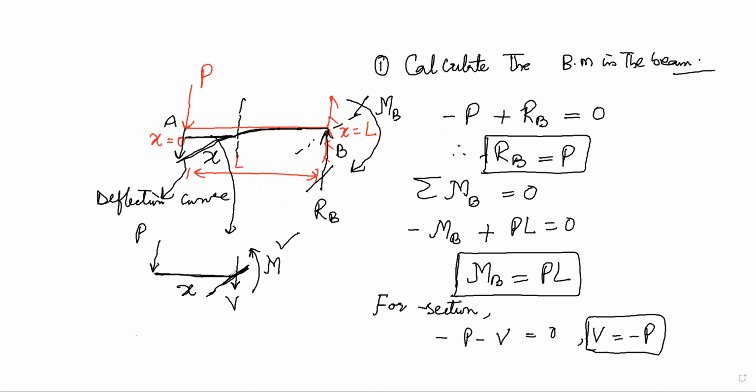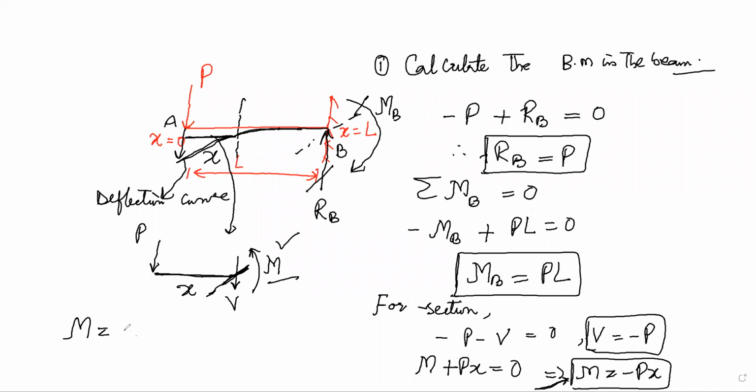Taking all the moments about an axis passing through the sectional point where we are taking the section, let's draw an axis there. We have the moment M, and the anti-clockwise moment plus Px is equal to 0, which implies M becomes equal to minus Px. So once we have obtained this, M is equal to minus Px. This is the bending moment equation of this beam.